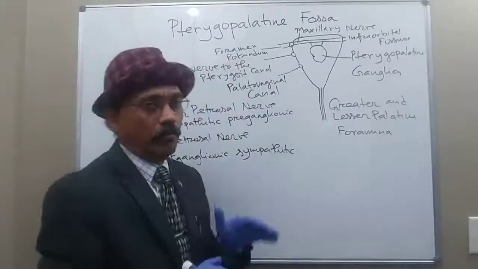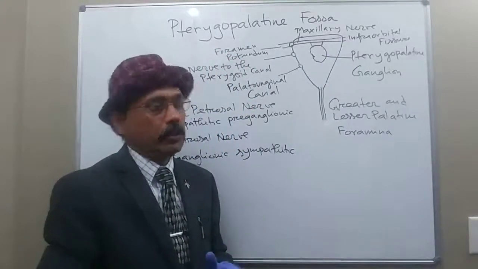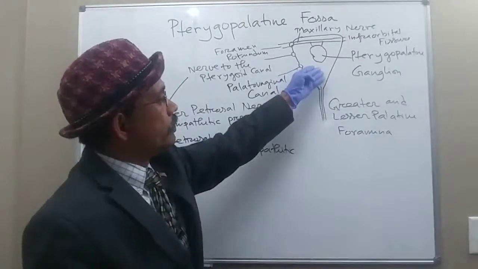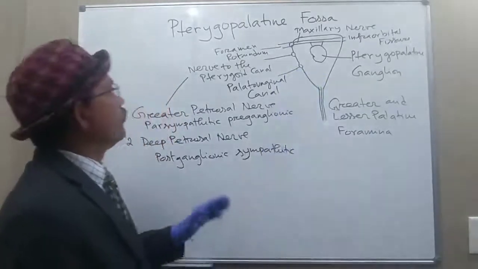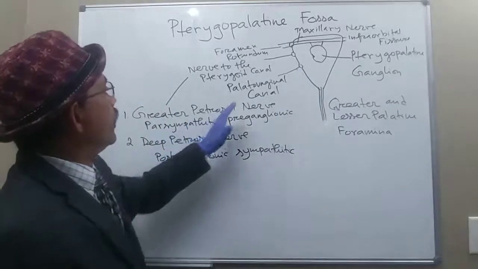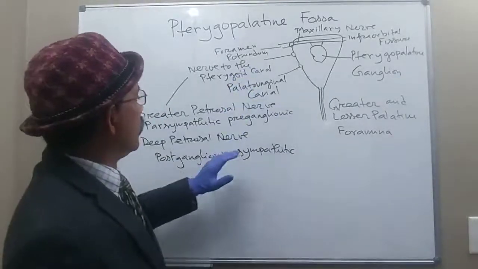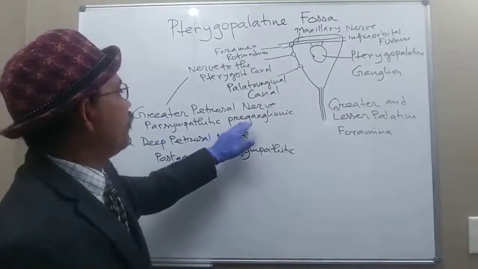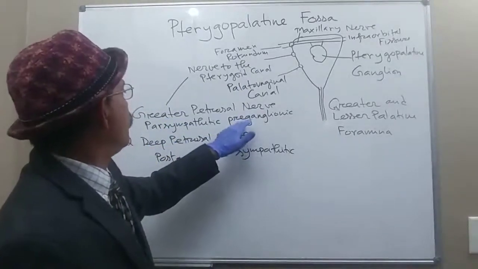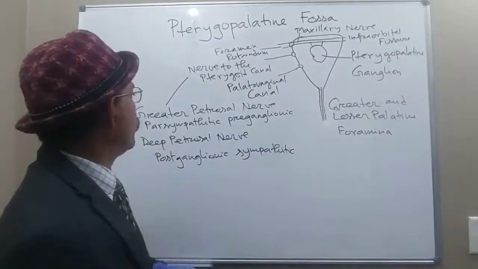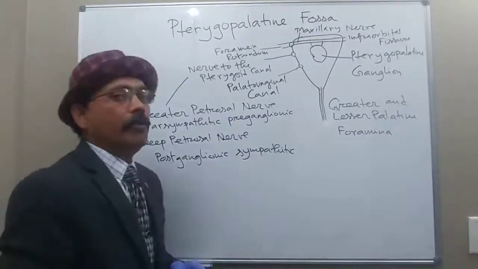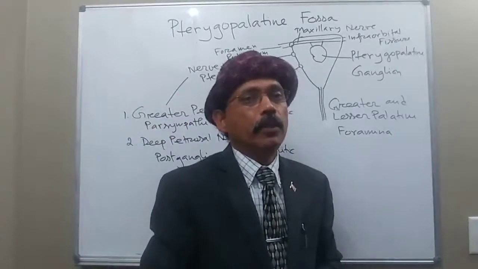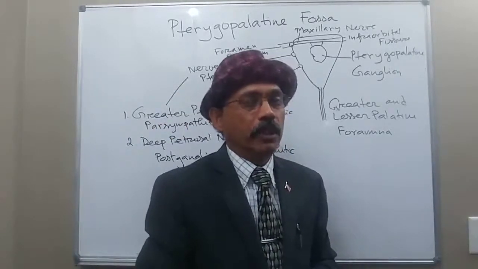So we got the boundary, content, and the communication. We also learned that the nerve to the pterygoid canal contains the greater petrosal nerve and the deep petrosal nerve. This is preganglionic. Why is it preganglionic? Greater petrosal nerve, where is it coming from? Greater petrosal nerve is coming from the geniculate ganglion of the facial nerve.